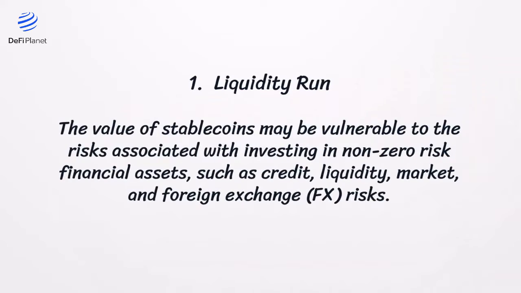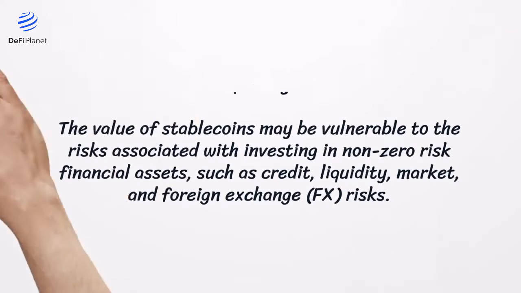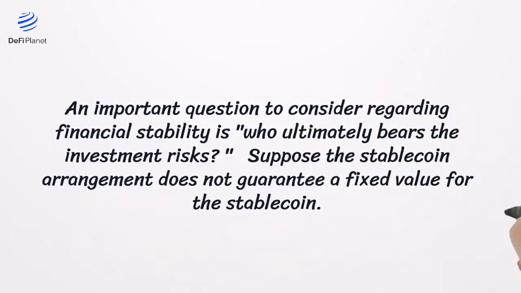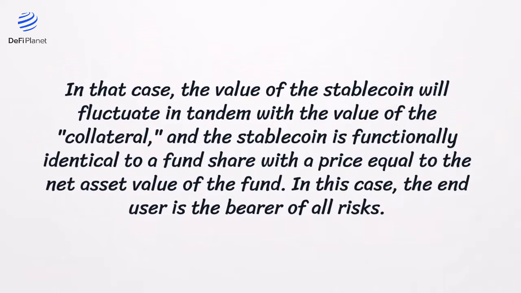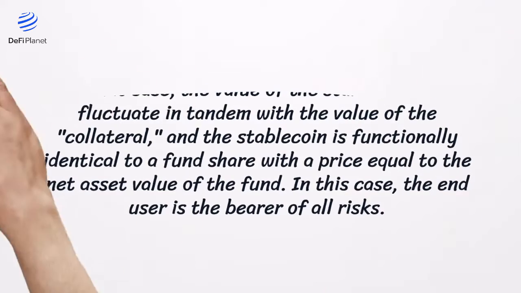Number 1. Liquidity run. The value of stablecoins may be vulnerable to the risks associated with investing in non-zero risk financial assets, such as credit, liquidity, market, and foreign exchange risks. An important question to consider regarding financial stability is who ultimately bears the investment risks. Suppose the stablecoin arrangement does not guarantee a fixed value for the stablecoin. In that case, the value of the stablecoin will fluctuate in tandem with the value of the collateral, and the stablecoin is functionally identical to a fund share with the price equal to the net asset value of the fund. In this case, the end user is the bearer of all risks.